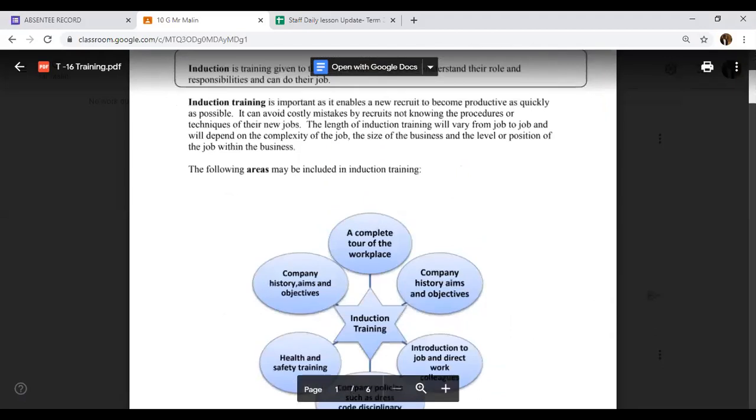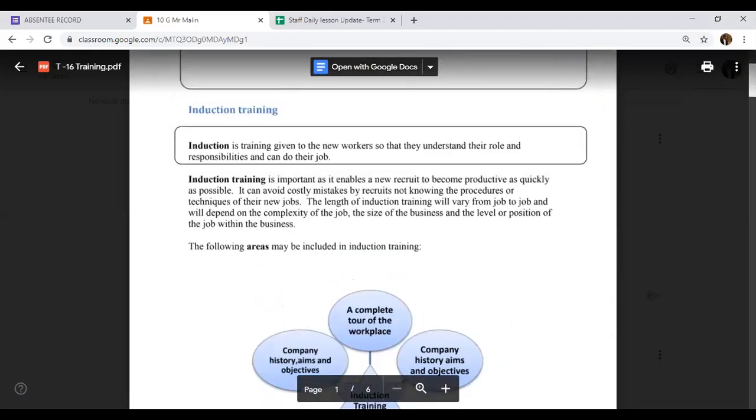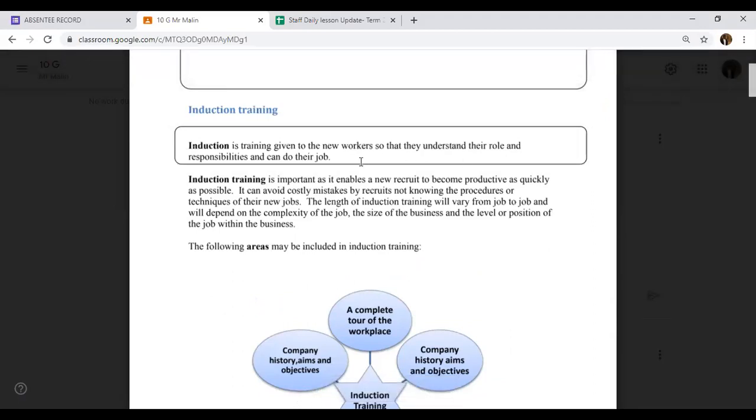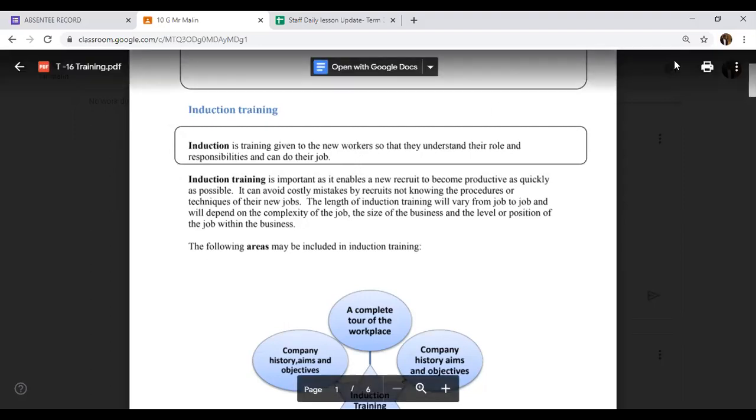So first of all, there are three types of training. Now you know what training is. First is induction. Induction means training given to new workers so that they understand their role and responsibility and can do their job better. Induction training is like the first day training for the new worker, to introduce the organization and get familiarized with the job. That's the training they are given.